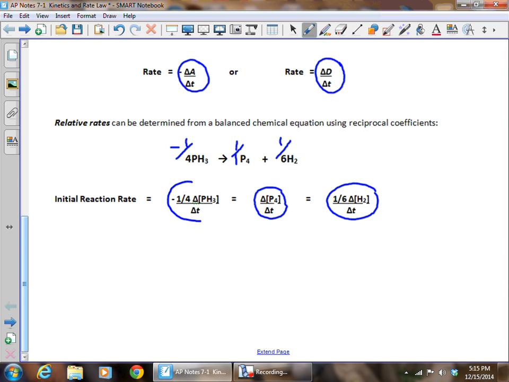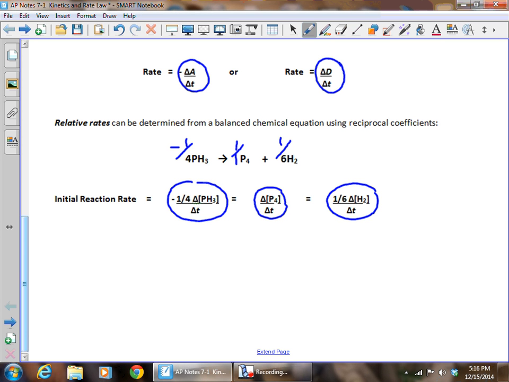So we can set up any equivalence term. We can say that negative 1/4 the rate of change in PH3 is equal to the rate of change of P4. Or we can say negative 1/4 the rate of change of PH3 is equal to 1/6 the rate of change of H2. We can set up any equivalency statement between any two of these terms. And that's exactly what we're going to do if they ask us to come up with an initial reaction rate for one of these relative to another.